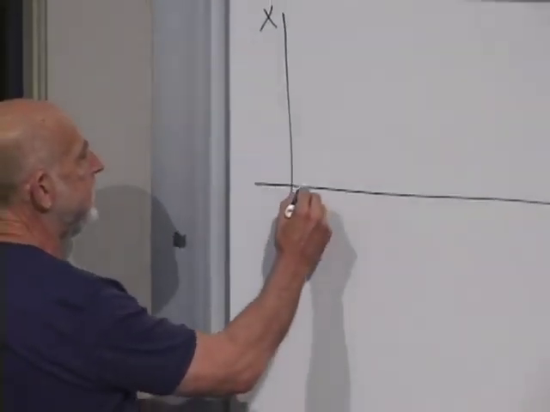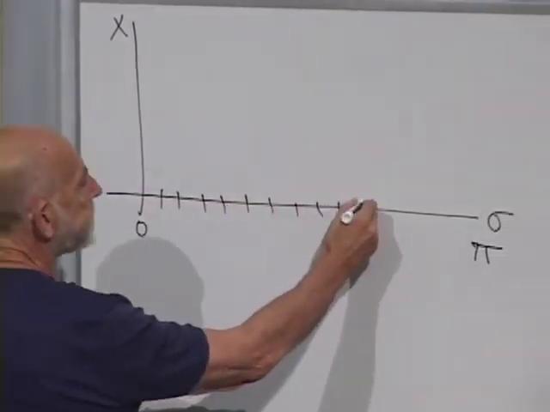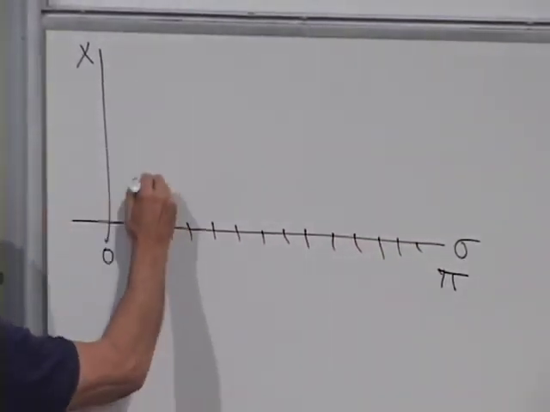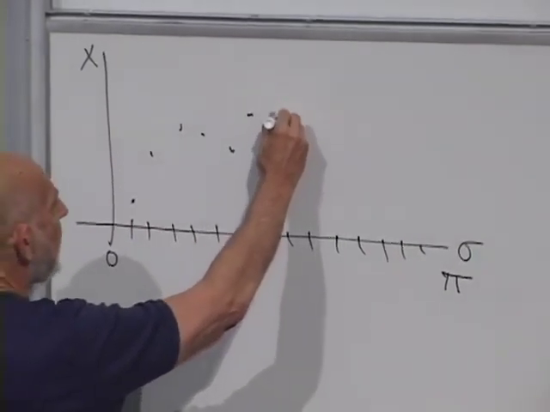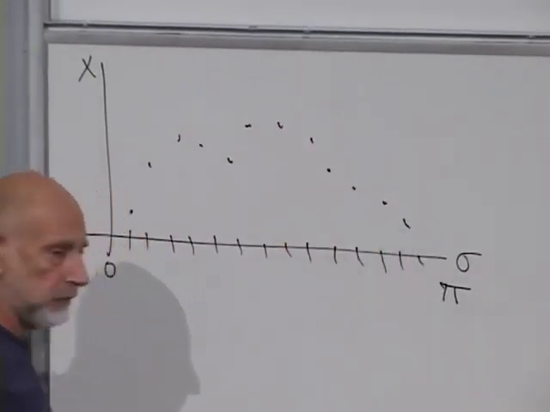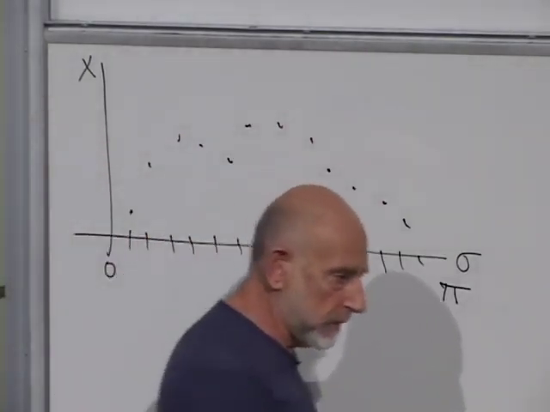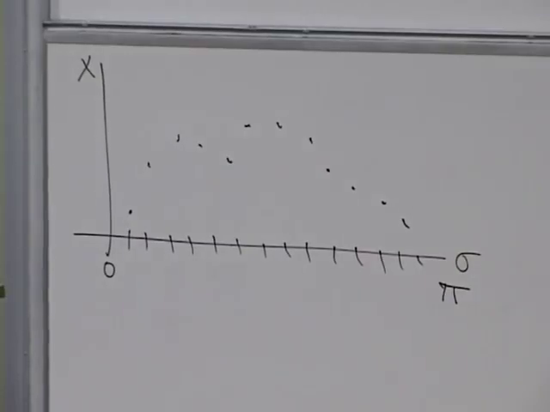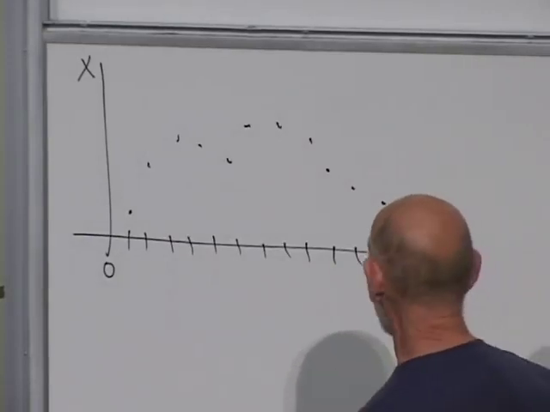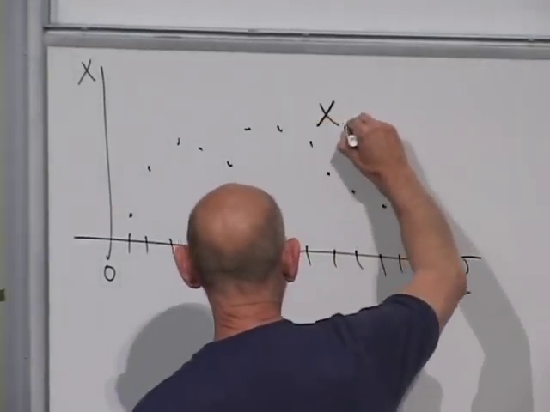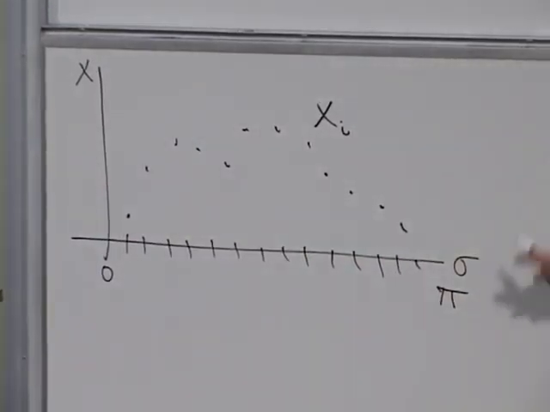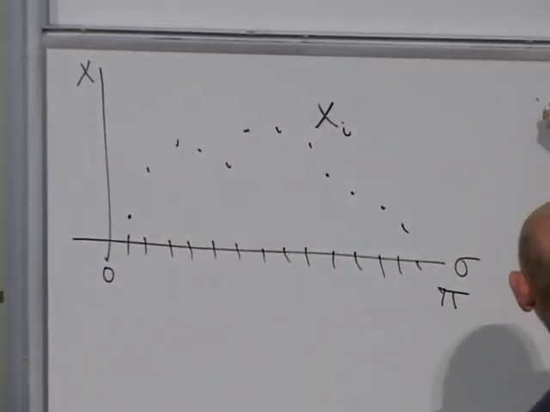I want to approximate a continuous function by a discrete function, and eventually make my description better and better by filling in the axis with more and more points. That's what calculus does for you. So we replace x of sigma by x sub I, where I runs from 1 to n. Later on, we're going to let n get very, very big.